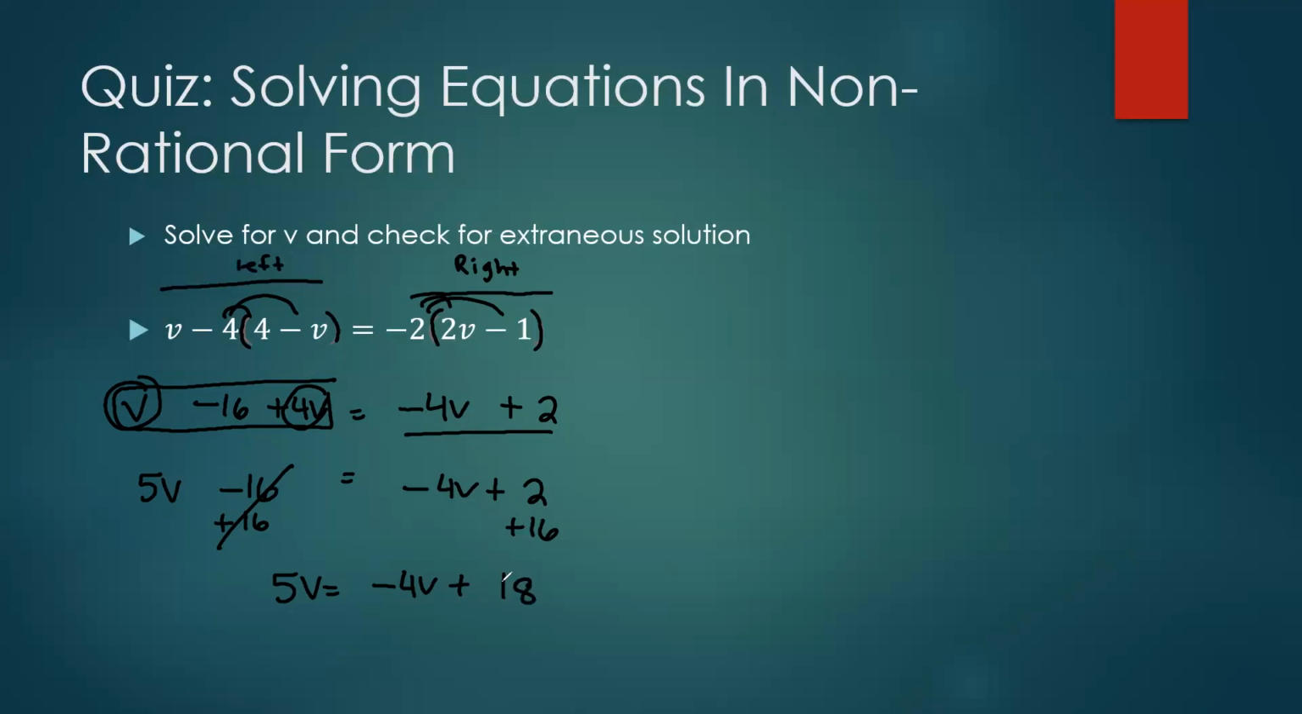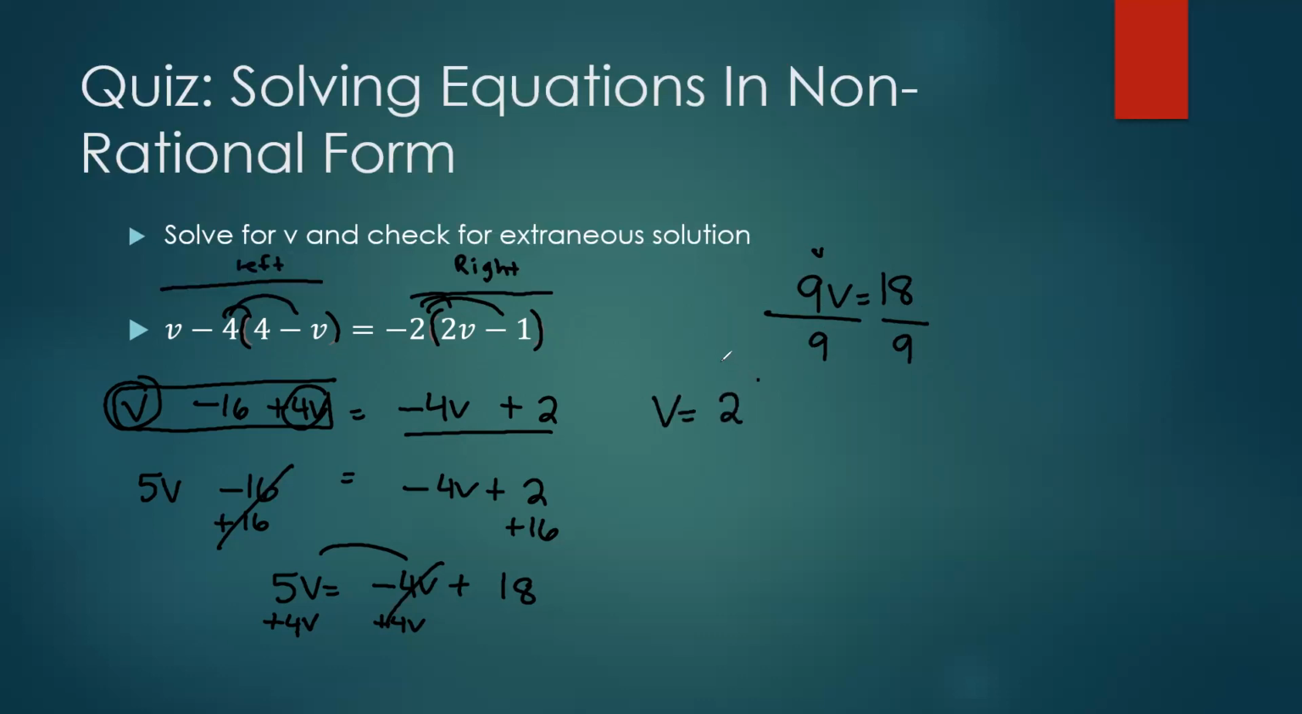Now, let's get all the variables on one side. So let's move this -4v to the left by adding 4v to both sides. This cancels. So you're left with 5v plus 4v, which is 9v, equals 18. And then solve for v. I just want to get rid of this 9, not the v. So to get rid of only the 9, I have to divide both sides by 9. So I get 18 divided by 9 is 2.